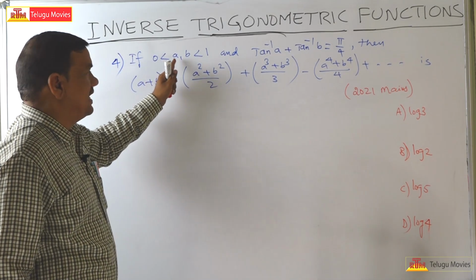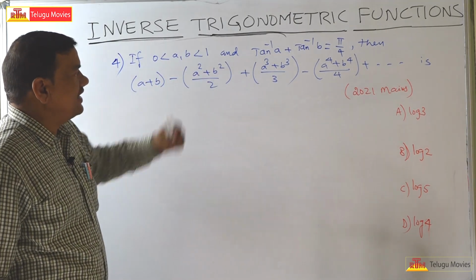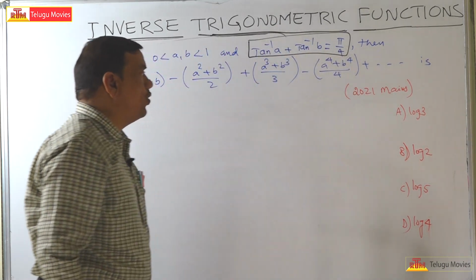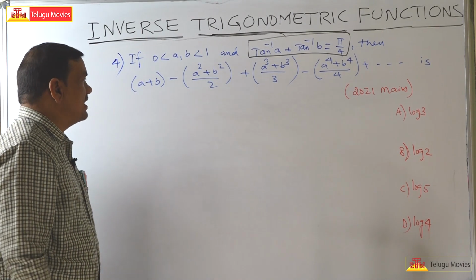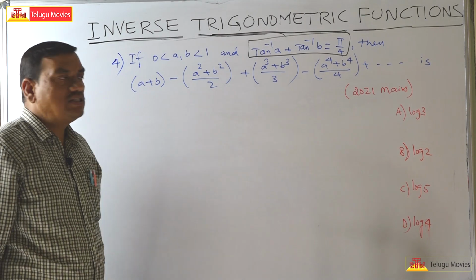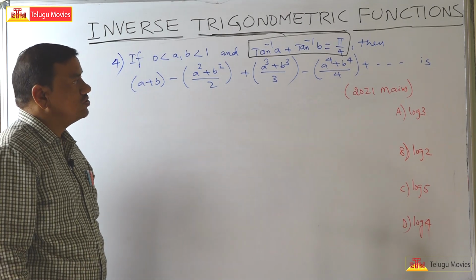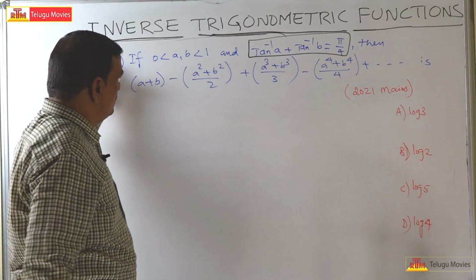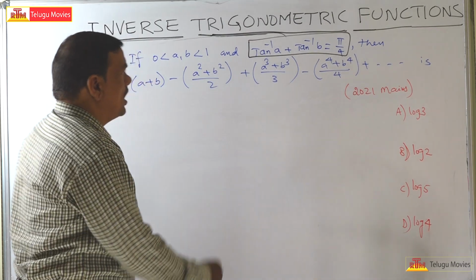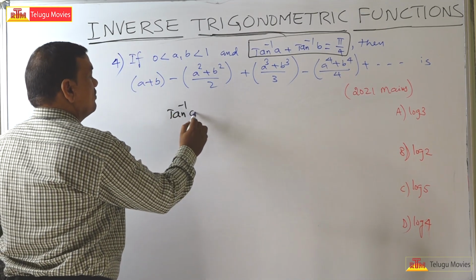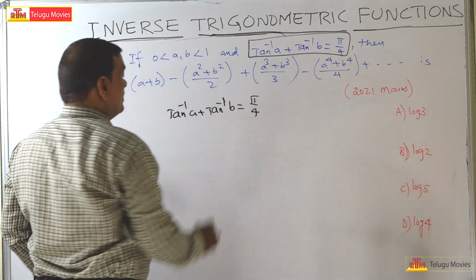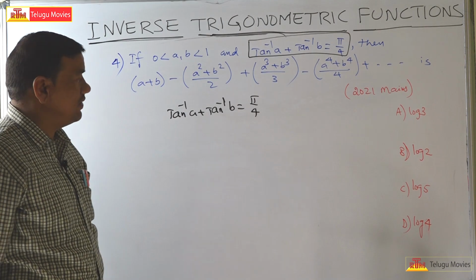If 0 is less than a, b is less than 1 and tan inverse of a plus tan inverse of b is equal to pi by 4, then we are asked to find a plus b minus of a square plus b square by 2 plus a cube plus b cube by 3 minus a power 4 plus b power 4 by 4, and so on to infinity. Let us keep this expression like that. The first given data is tan inverse of a plus tan inverse of b is equal to pi by 4.